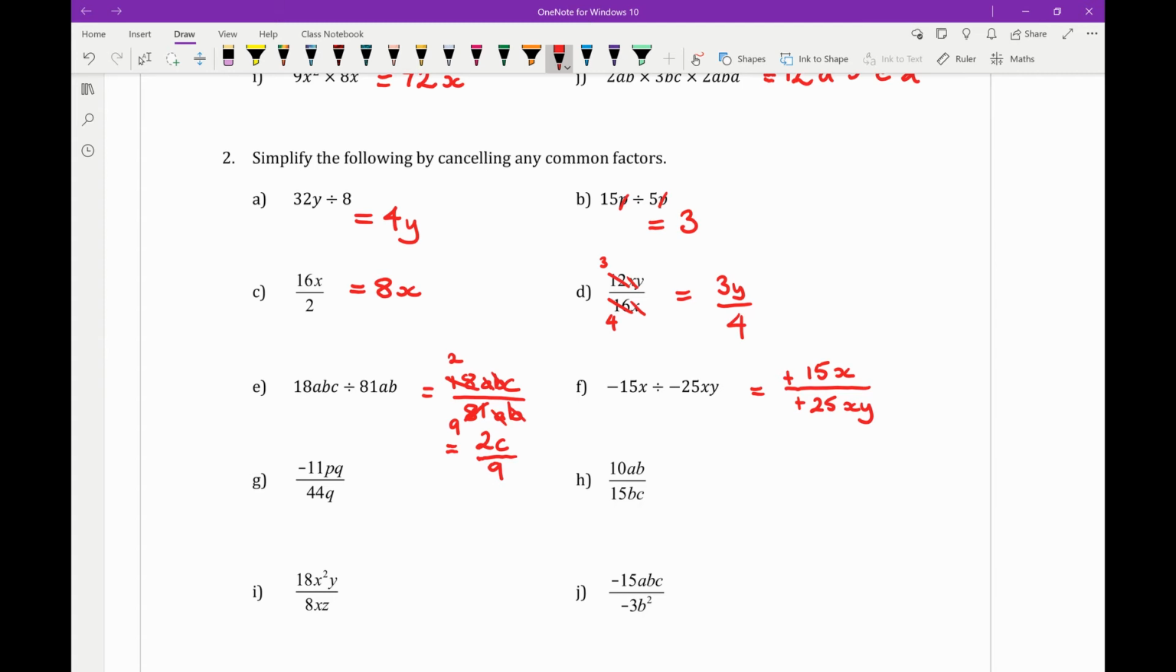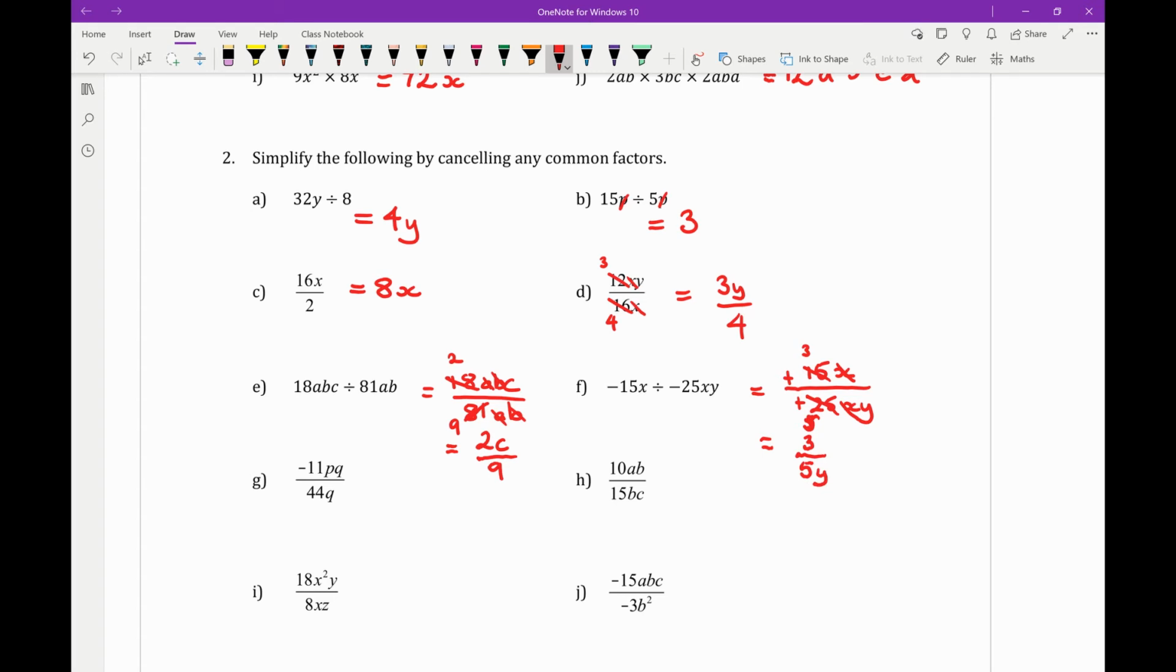15 over 25, you can type it in your calculator, or if you divide both of them by 5, you'll get a 3 and a 5. The x's can cancel off. Now what is left is just a 3 on the top and a 5y on the bottom.